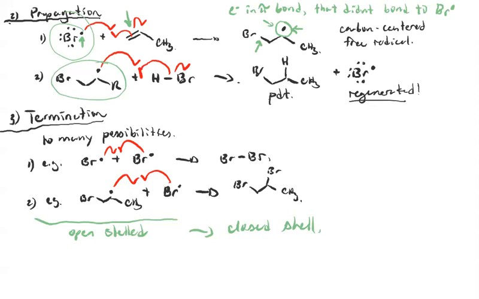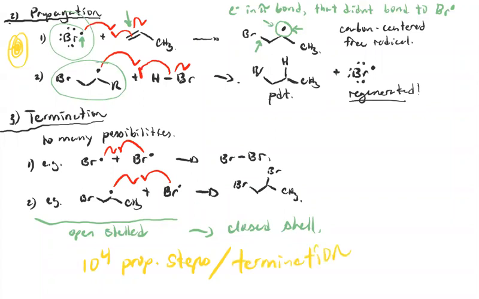All right. I just want to say one more thing, which is that the propagation is like the engine. It's turning around and around and around to make the product. It depends on the reaction conditions and what you're actually using, but to give you a ballpark, you're about 10 to the 4 propagation steps per termination.